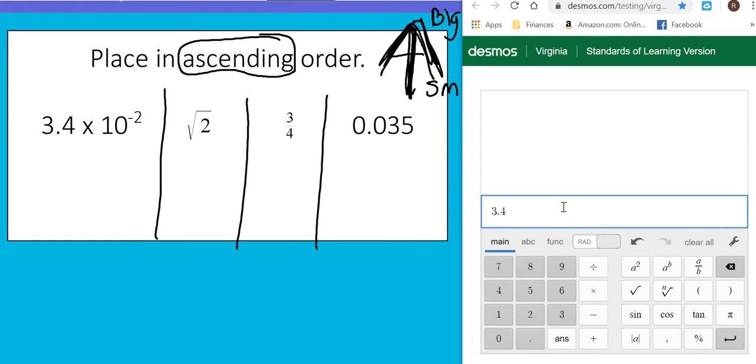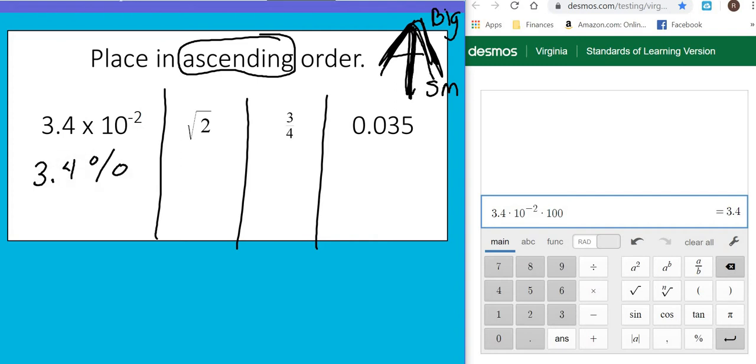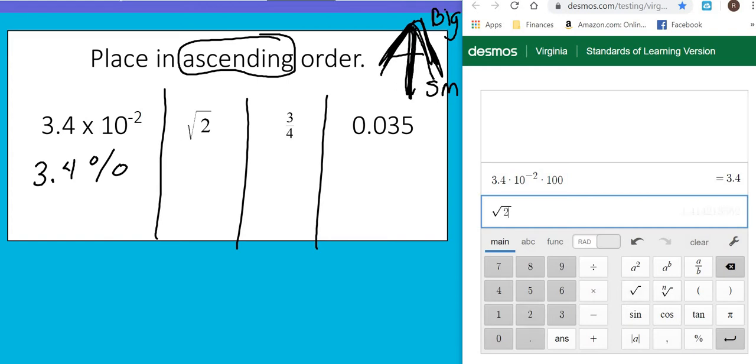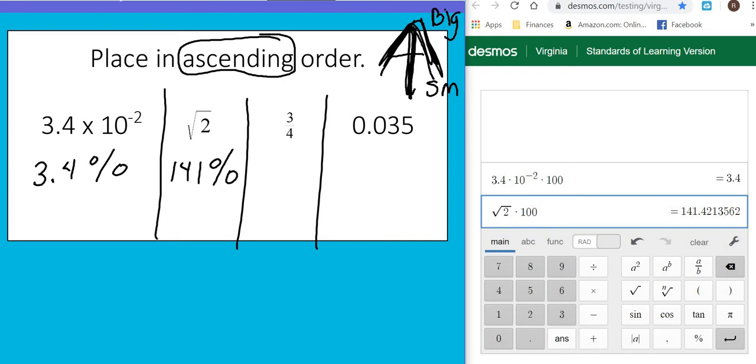3.4 times 10 to the negative 2 power, but I want to make it a percent, so I have to multiply by 100. So this one here is 3.4%. Go to the next line, we're going to put in the square root of 2, move over, and we're going to multiply it by 100, and that becomes 141%. There are some decimals there. We might need those.